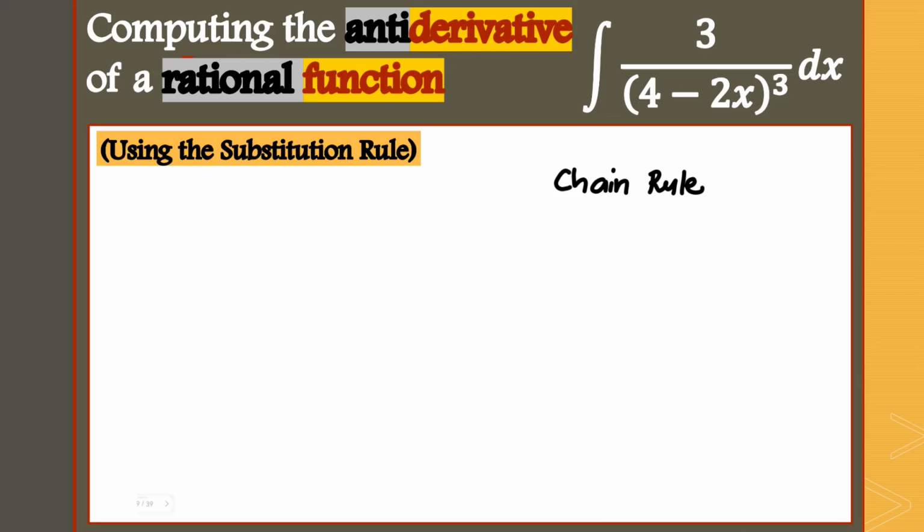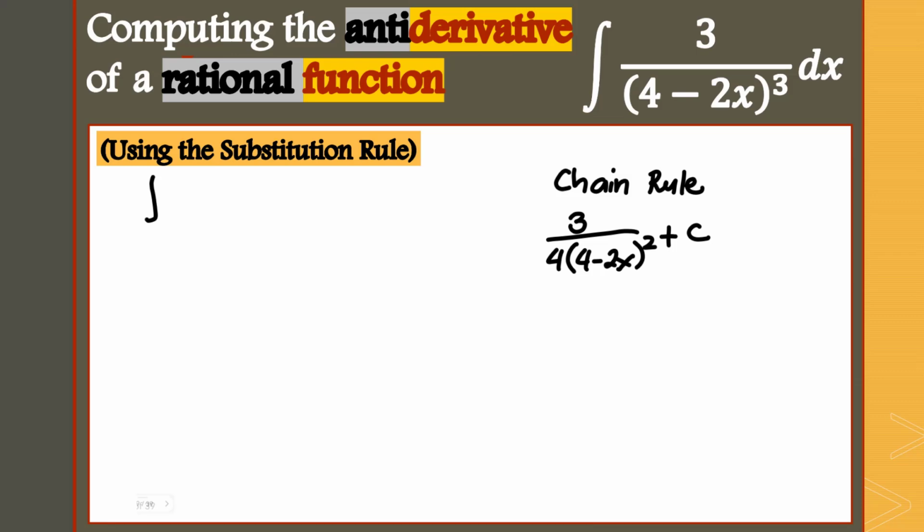According to the chain rule in the previous video, the result was 3 over 4 times (4 minus 2x) raised to the power of 2, plus c. This is the antiderivative of this given function. Let me also check that later using the substitution rule.